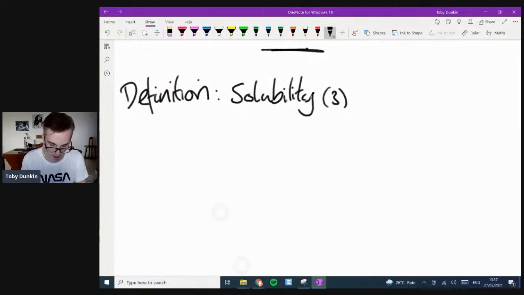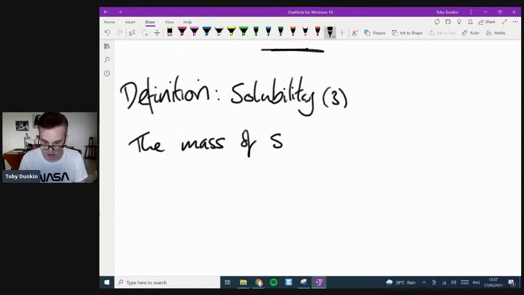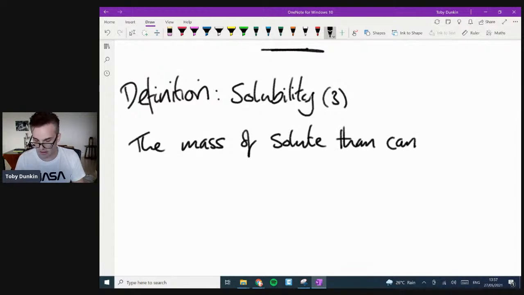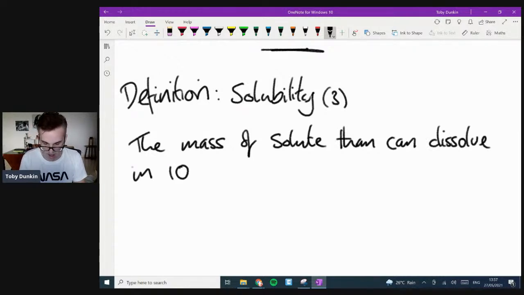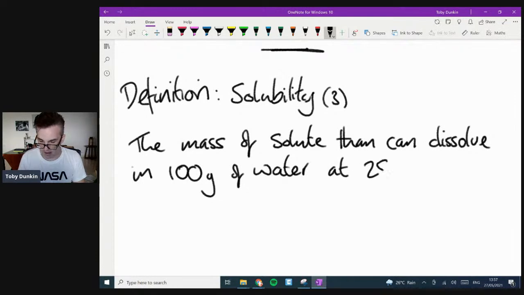So solubility: the mass of solute that can dissolve in 100 grams of water at 25 degrees Celsius. That's the definition.